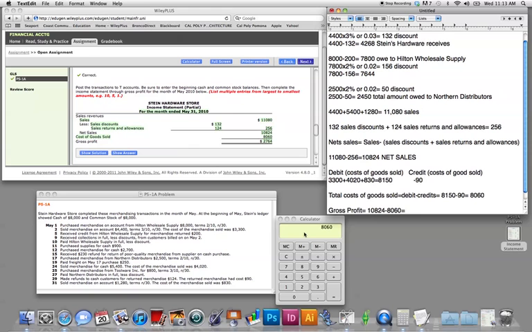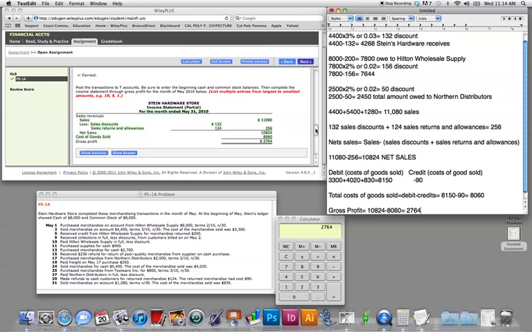So we can calculate that on the calculator over here. If we do $10,824 minus our cost of goods sold of $8,060 equals our gross profit of $2,764. So that is our gross profit, and that is the completed income statement.